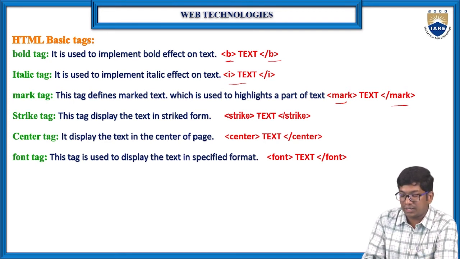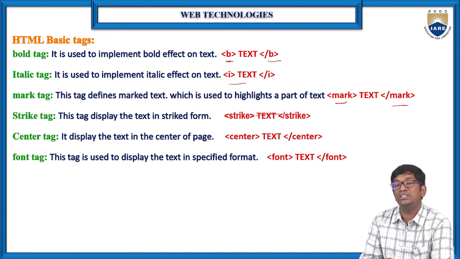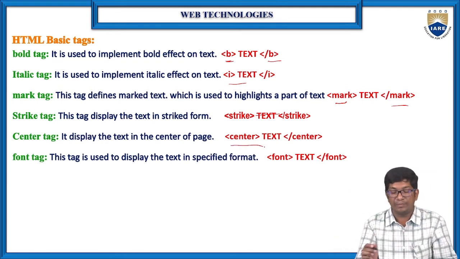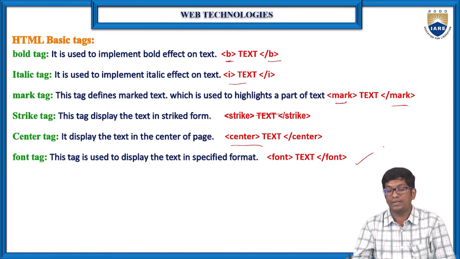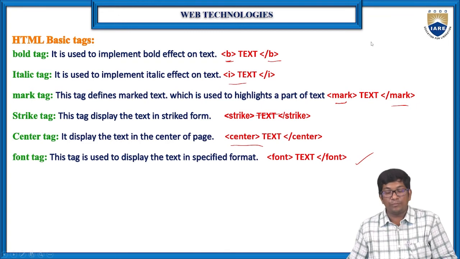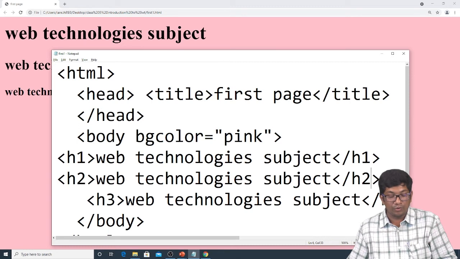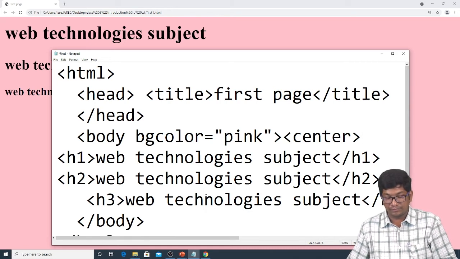Strike tag, if you want to strike the text, then you have to use the strike element. Center tag, if you want to display the text in the browser in the center, then you have to use the center element. You want to change the font style or font size, then you have to use the font element. So for example, you want to display this web technologies in the center of your web page, then you have to use the center element. See here, the entire body, if you want to display in the center, then you have to use the center element.